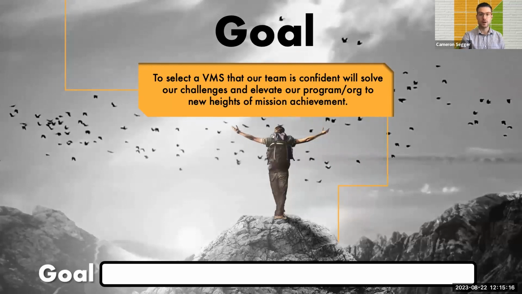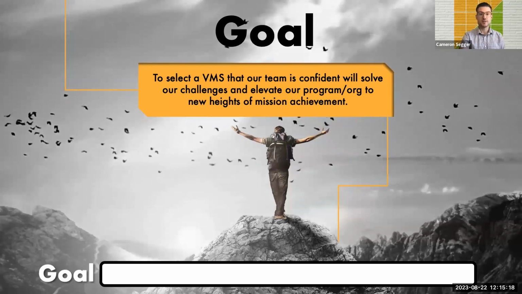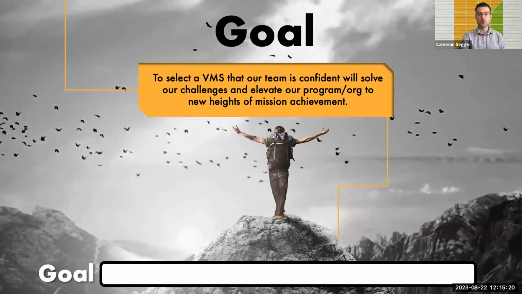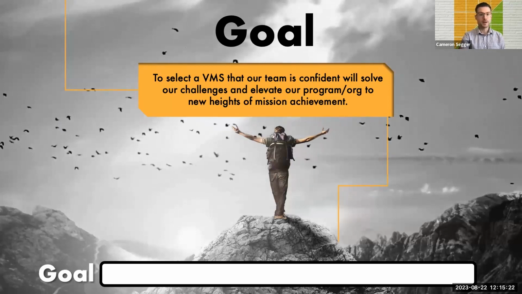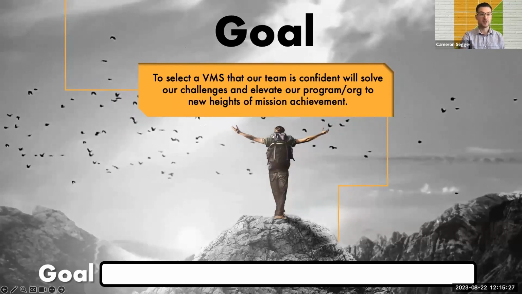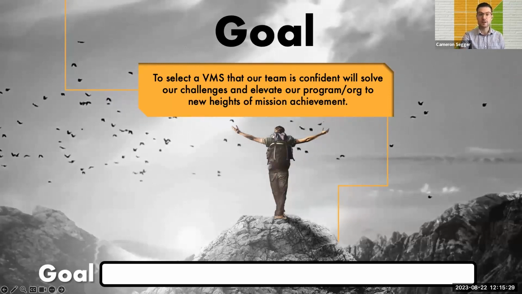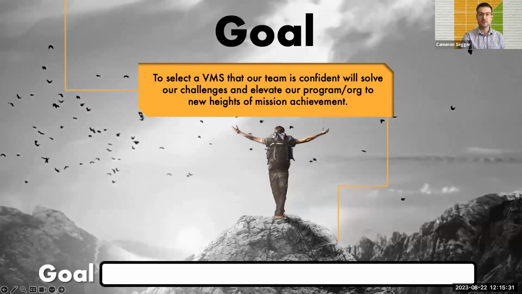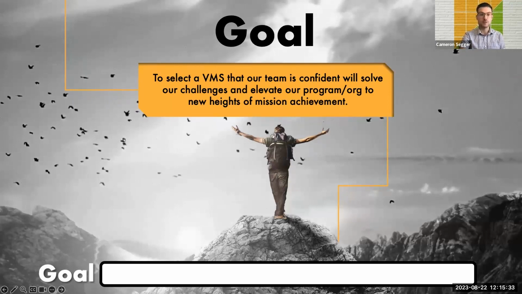With a problem statement defined, you can then move on to identifying what is your goal. And again, your goal might resemble what's here on this slide: to select a volunteer management system that our team is confident will solve our challenges and elevate our program or organization to new heights of mission achievement. Please rewrite it to your liking. But with a problem statement and goal known, then you can get those in front of leadership to get a thumbs up in support of this project.